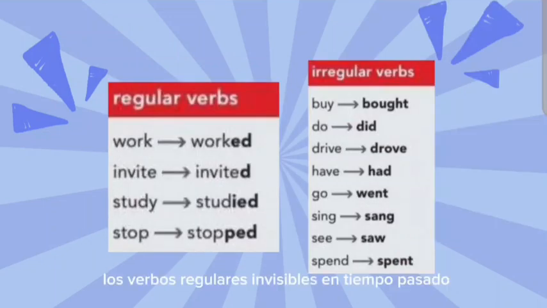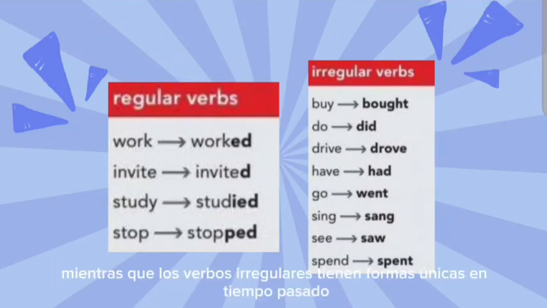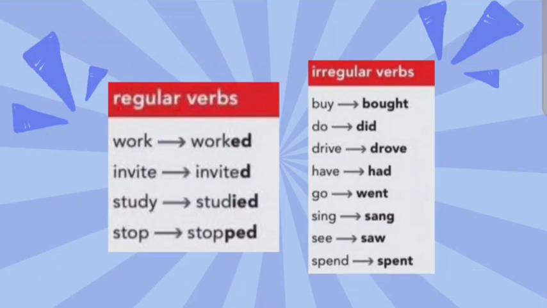In the simple past tense, regular verbs form their past tense by adding ed to the base form. For example, walk becomes walked, while irregular verbs have unique past tense forms that don't follow this rule. For example, buy, bought.